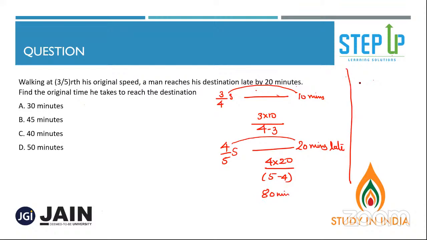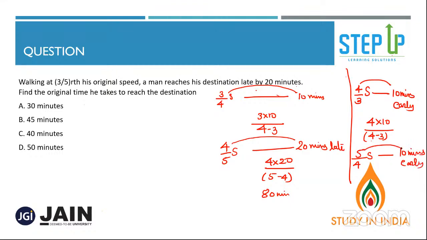If it is given, walking at 4 by 3 of usual speed, a man is reaching 10 minutes early. Same step: 4 into 10 divided by 4 minus 3. I hope you understood. Walking at 5 by 4 of usual speed, a man is reaching 10 minutes early. Your direct answer will be 5 into 10, 50, by 5 minus 4, the difference of these two.